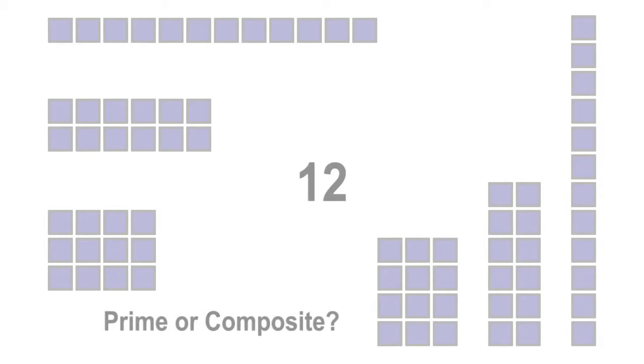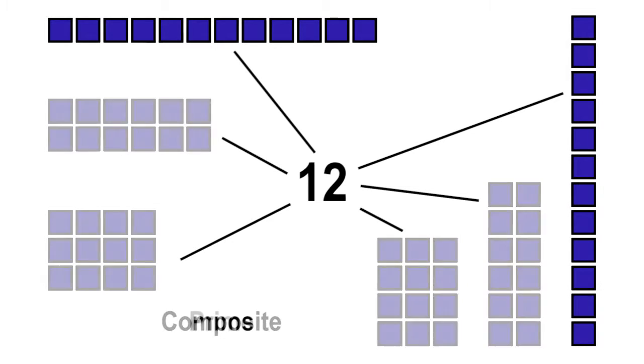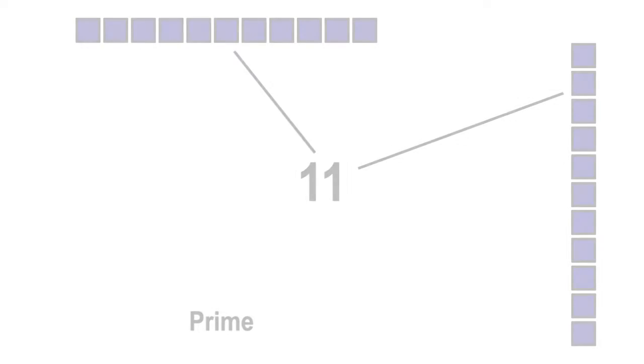Is this number prime or composite? 12 is a composite number because it has 3 or more factors, or in other words, it has 3 or more possible arrays. A prime number, such as 11, would only have 2 possible arrays, 1 times itself and itself times 1. Let's move on to one more example.